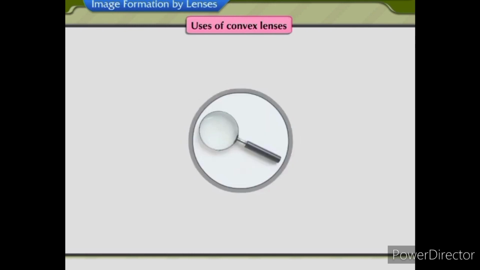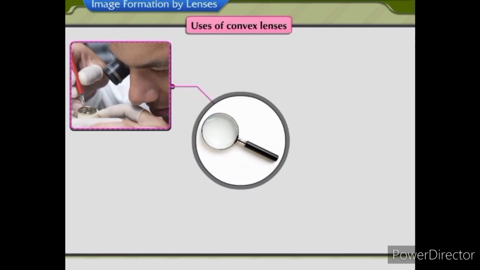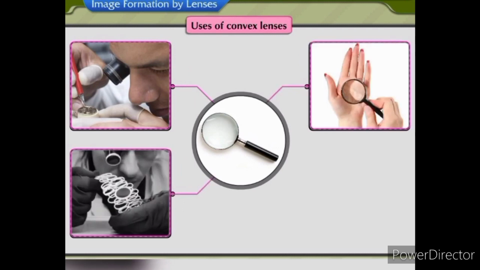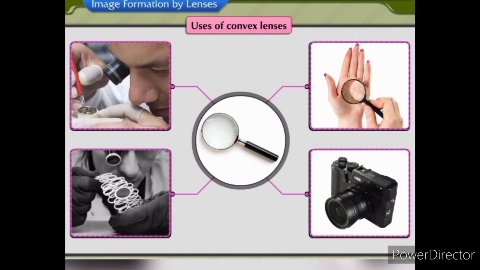Uses of convex lenses. It is used as a magnifying glass by watch repairers, palm readers, jewelry designers, etc. A convex lens is used to make a simple camera. Image formation by concave lenses.